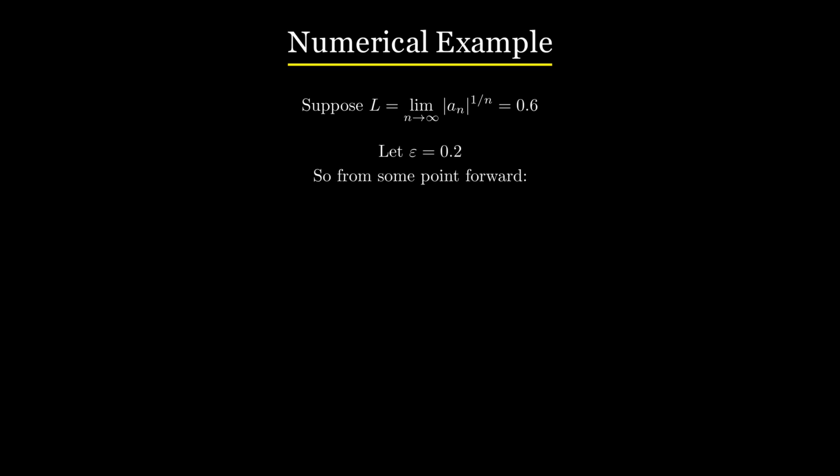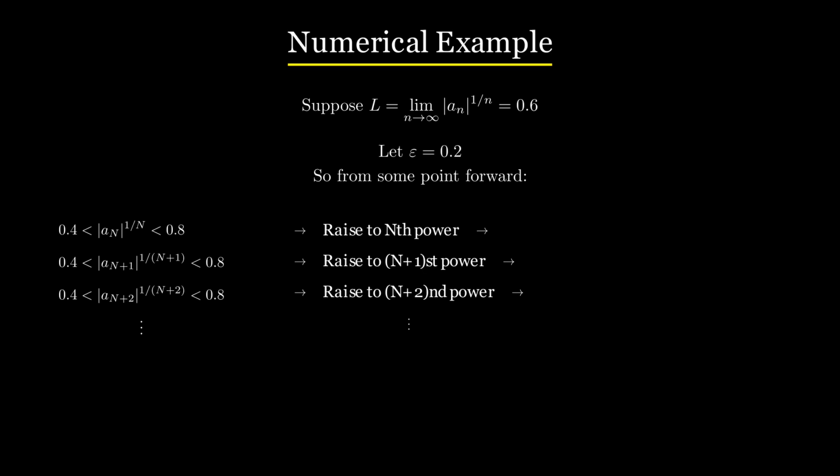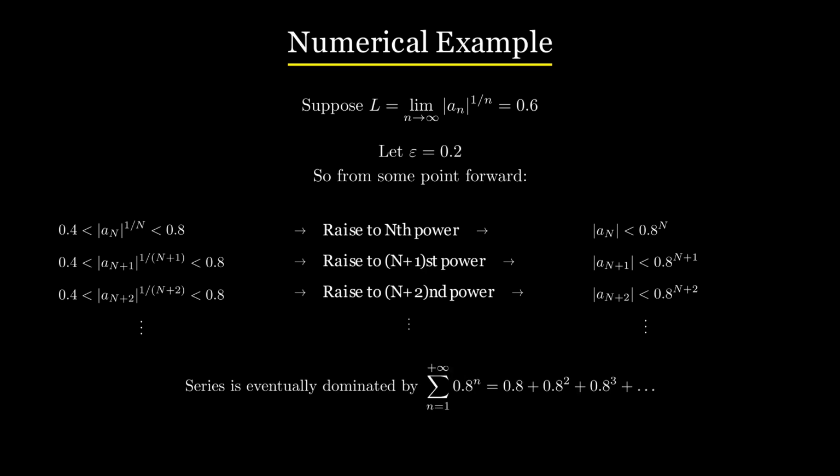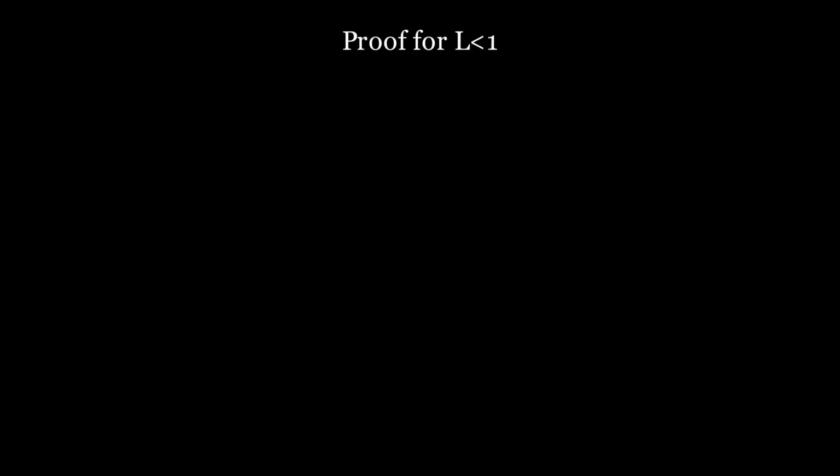So let's say that the value of our limit is 0.6. We can pick epsilon to be 0.2, and that means that from some point forward, the nth roots of the absolute value of the a sub n's will all be between 0.4 and 0.8. Great. Just raise both sides to the nth power, and we see that our series is dominated by the series 0.8, 0.8 squared, 0.8 cubed, and so on. And that's a convergent geometric series. That's the intuition. Now let's write out a proof.